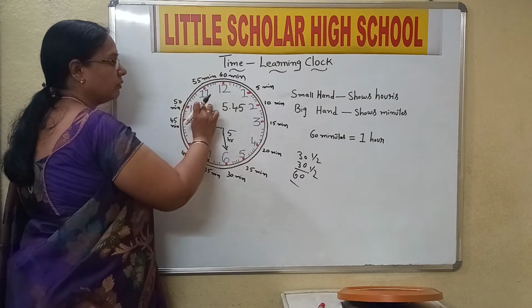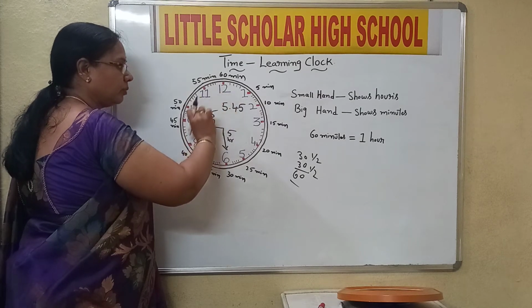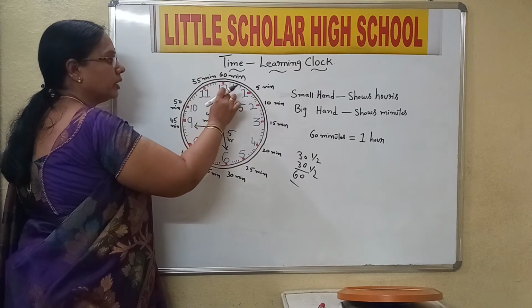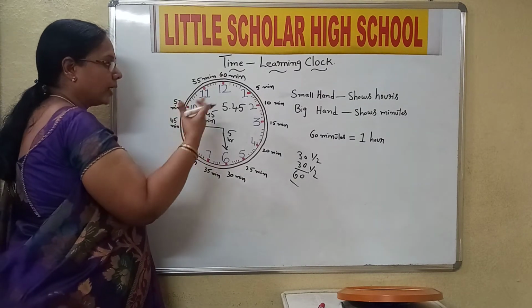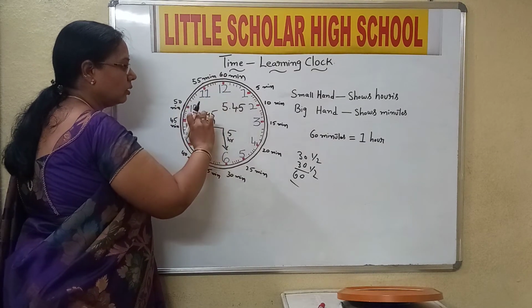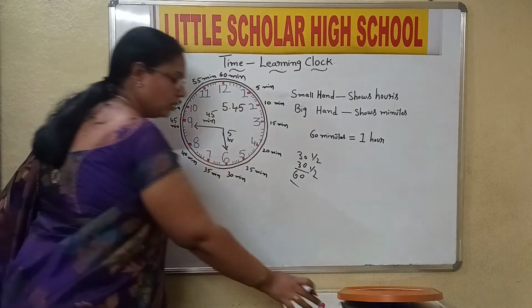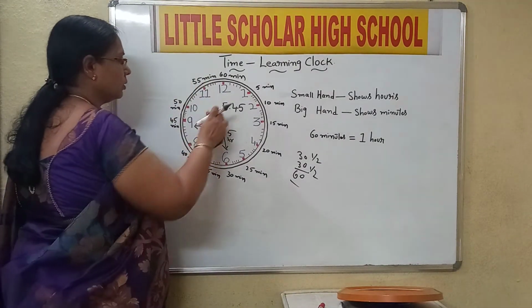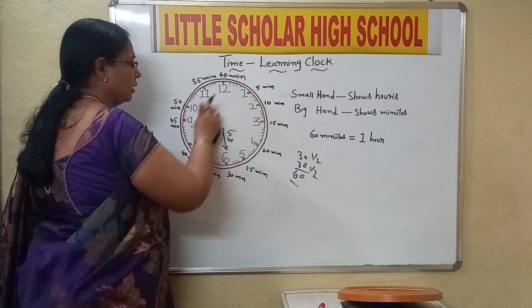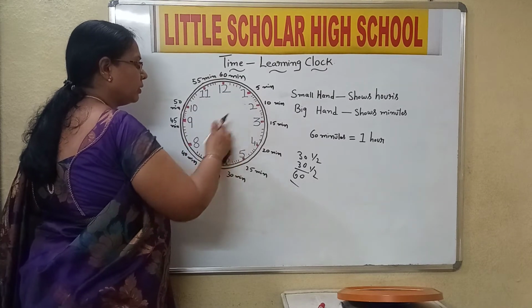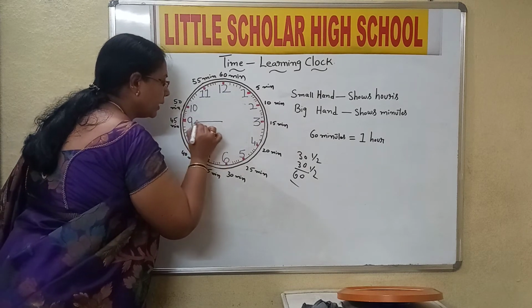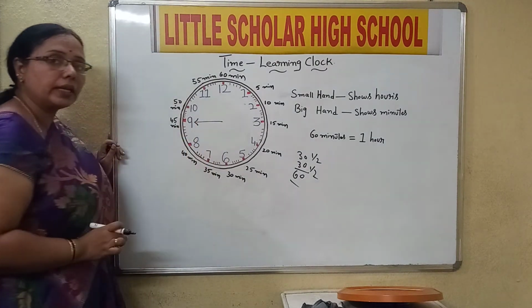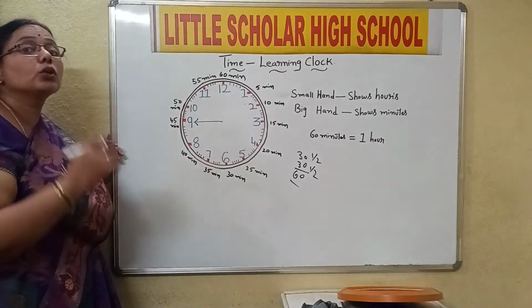This is 15 minutes. 5, 10, 15. So, 15 minutes. Each number will have 5, so we will add up that. So, 5:45. Now, let me do one more. If the big needle is on 9, we will say quarter to.